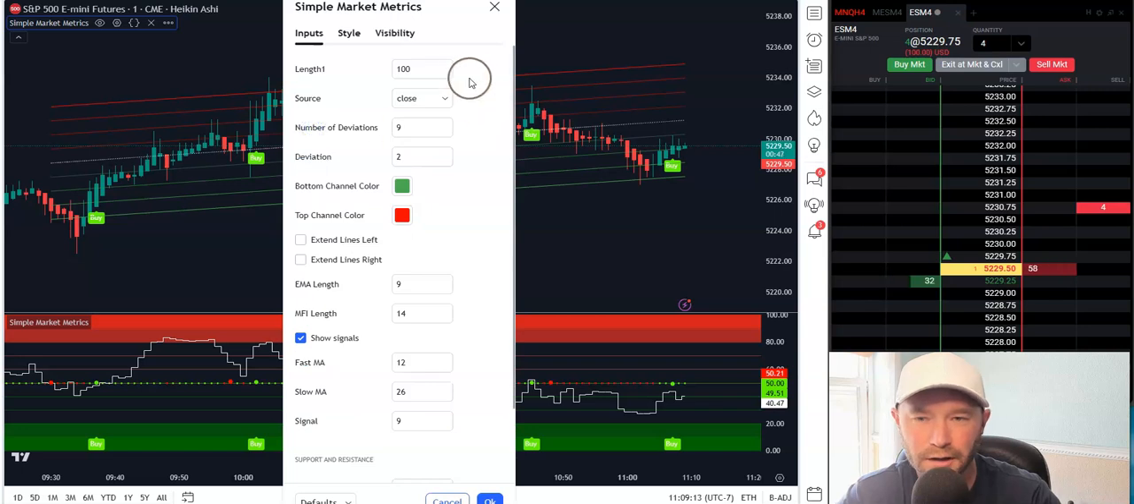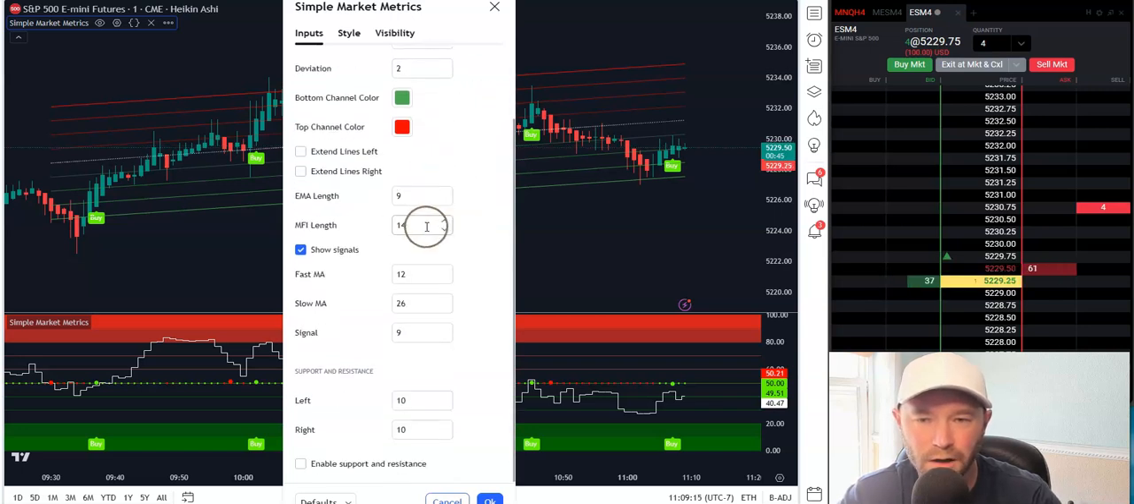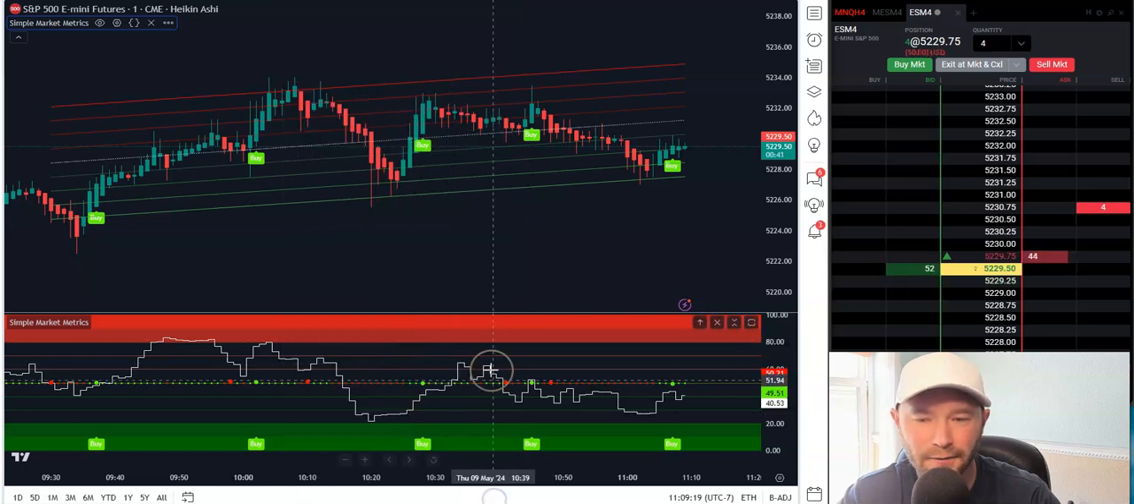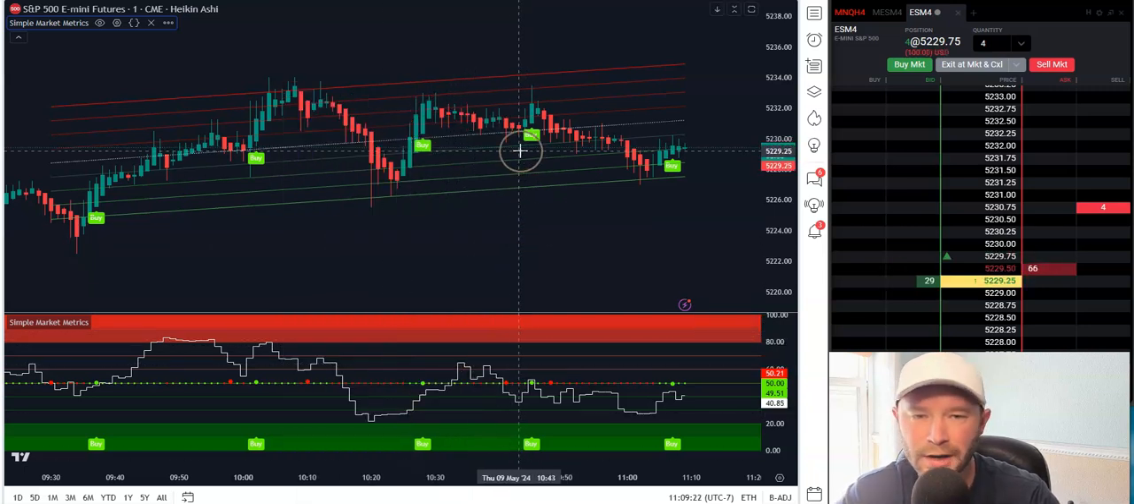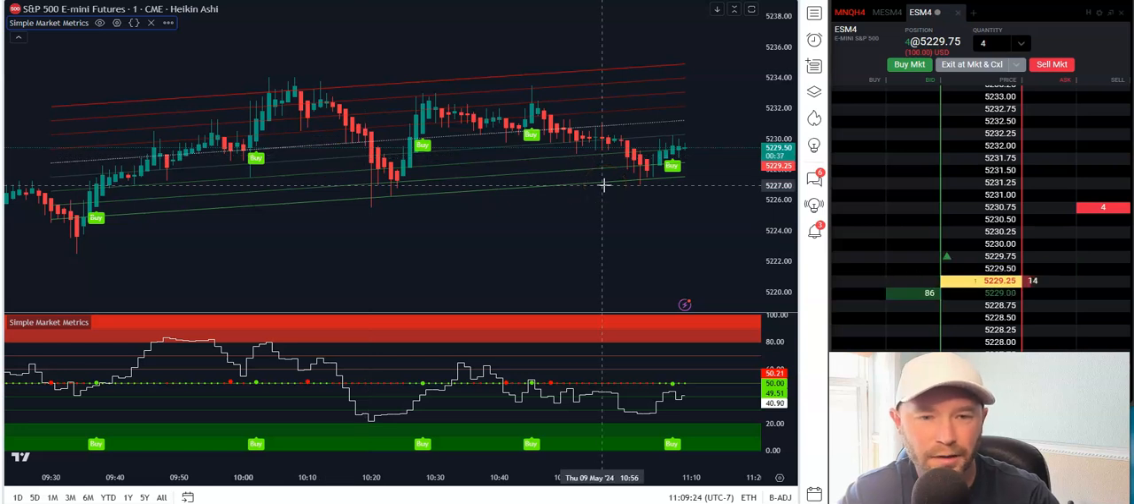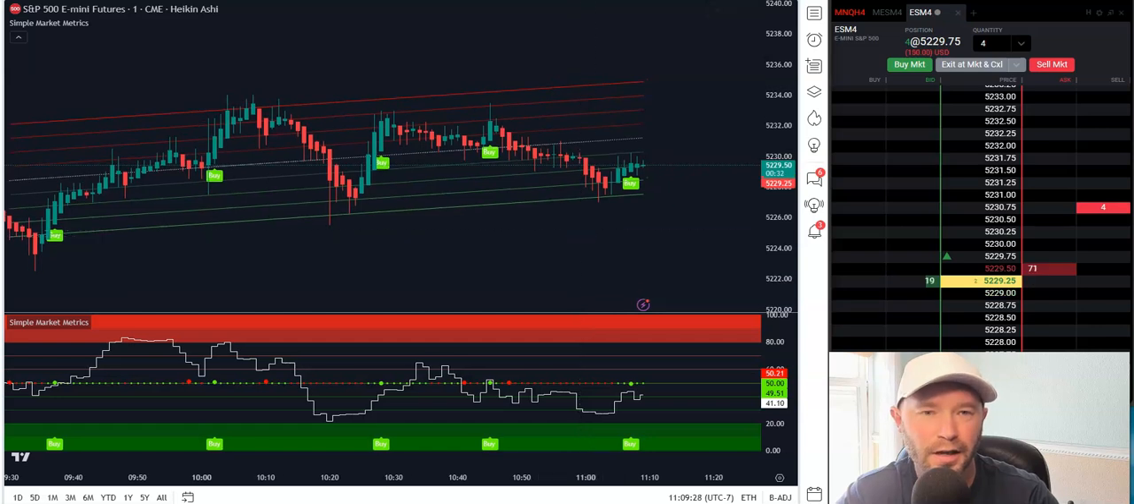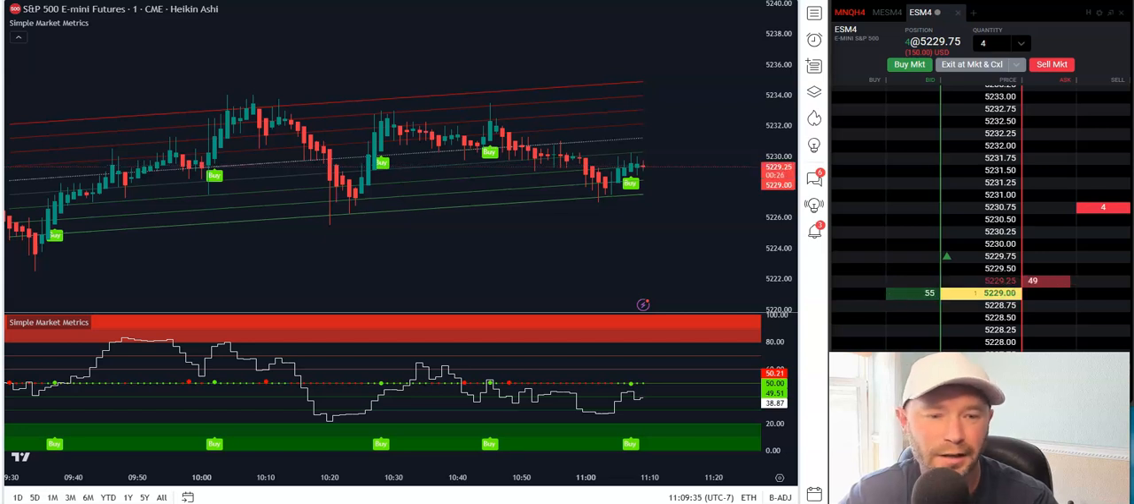I want your charts to look exactly the same: 100, 9, 2, 9, 14, 12, 26, 9, 10, and 10. And you'll duplicate that for the bottom dashboard here. So you can see the exact replica of buy signals on the chart. You can see exactly what I'm looking at, and yours can be exactly the same. So when I'm doing YouTube videos throughout the day, you'll be able to see exactly what I was looking at in the market.